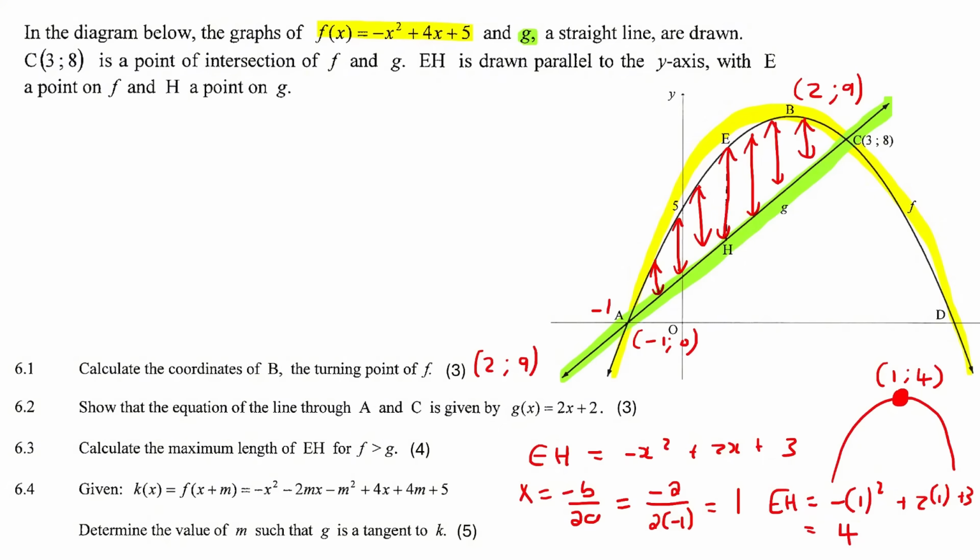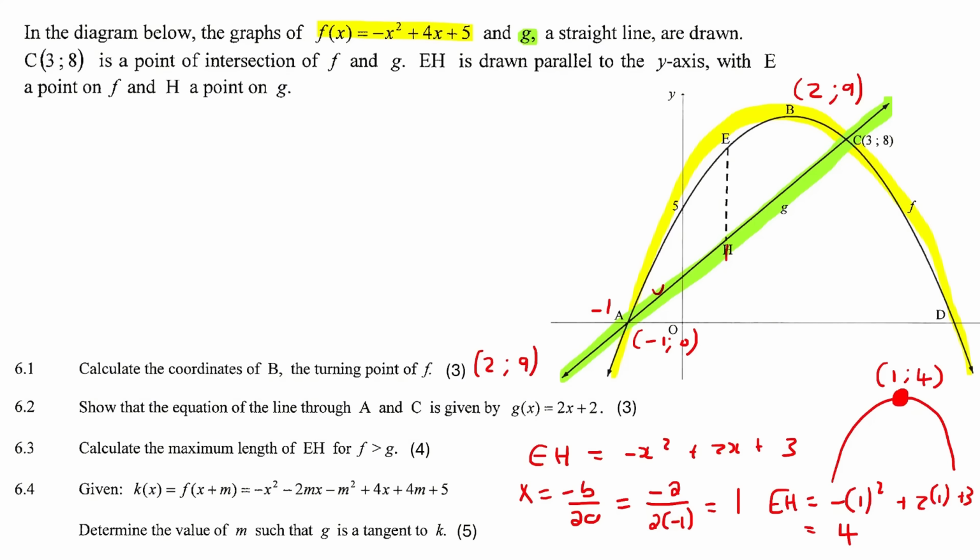Can you see that? So it makes sense that the maximum length is exactly where they were showing us the dotted line. You can see that the vertical distance between the two graphs is the maximum. And what we found was that the x value is 1. So this x value is going to be 1, okay? So that is what we've done there.